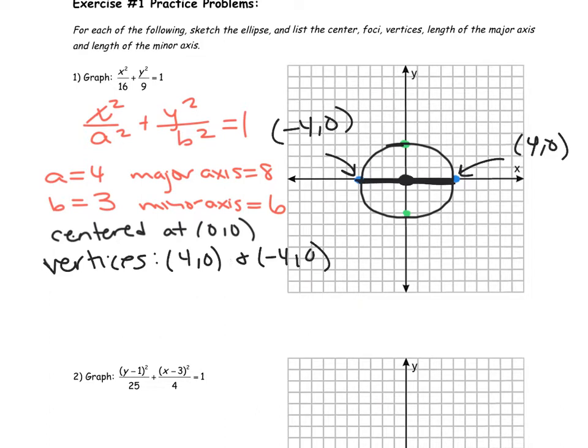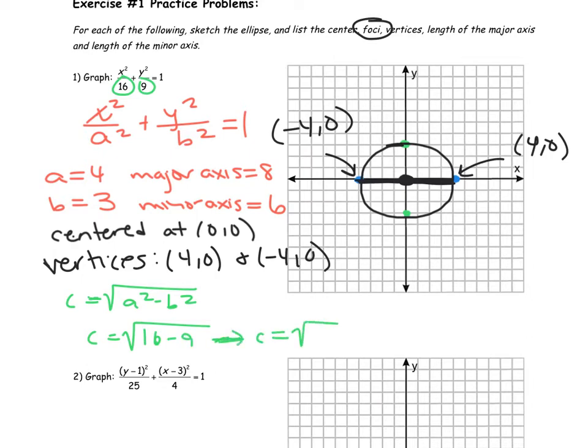Okay. Next question we have to answer. We need to find the foci. So where are the foci? Well, remember, the equation for the foci is c equals the square root of a squared minus b squared. And we already know a squared is 16 and b squared is 9. So I'll have c equals the square root of 16 minus 9. And c is going to equal the square root of 7. So that's the length from the center to one of the foci.